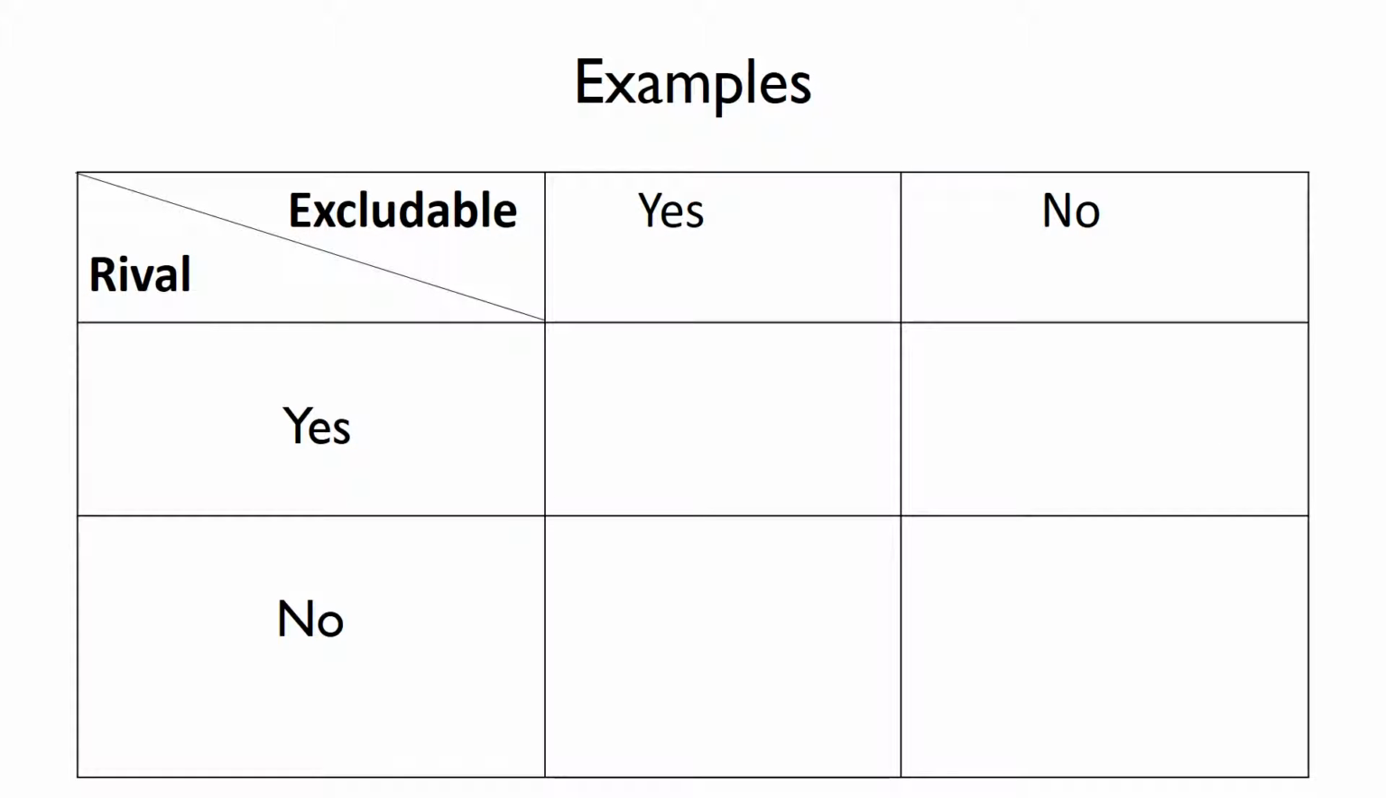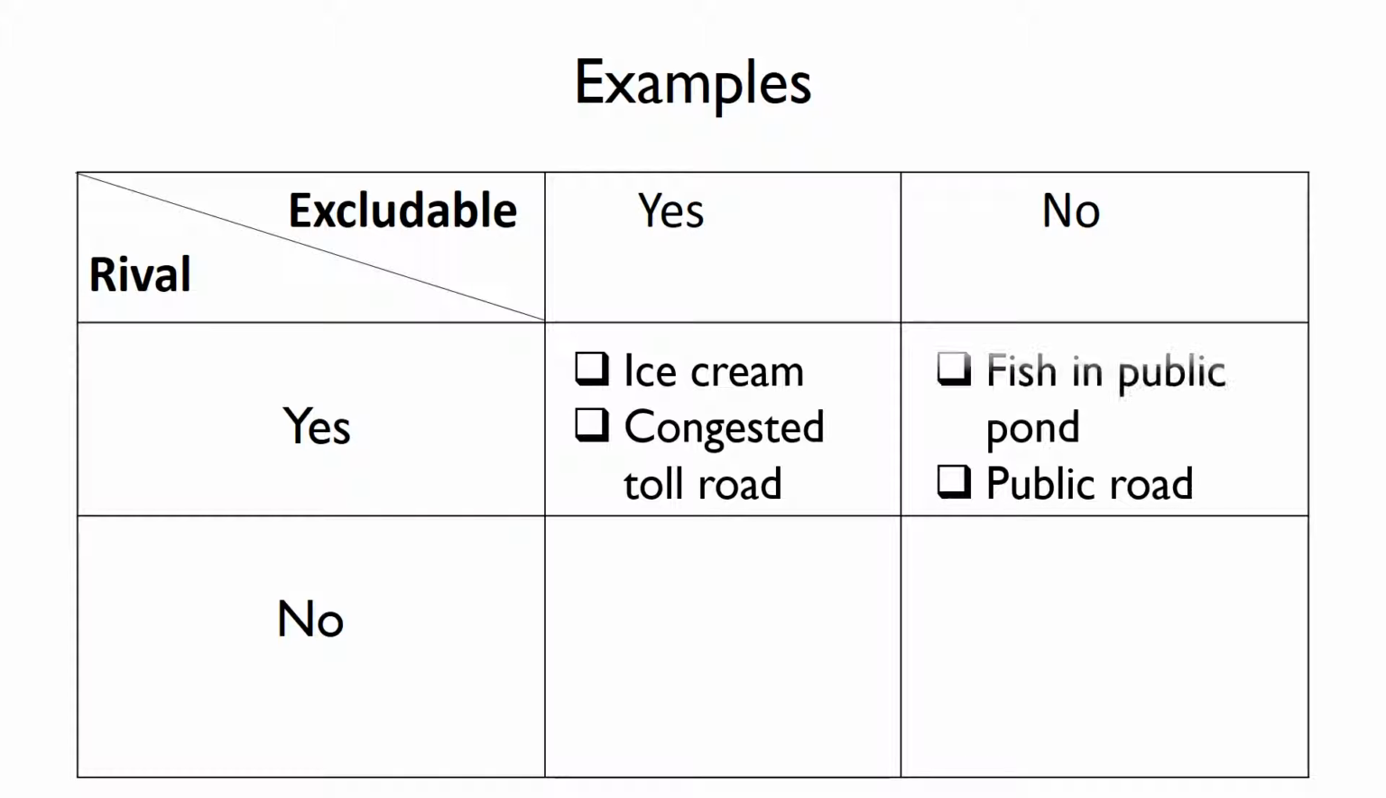Let's discuss some examples of each type of good. First, we have private goods, which are rival and excludable. Ice cream's a private good. As we mentioned, it's rival, but it's also excludable because you have to pay for it in the first place. Congested toll roads are private goods. As we mentioned, they're excludable, but they're also rival because every time another car joins the road, it slows down everyone else who's already there and limits their ability to get where they're going.